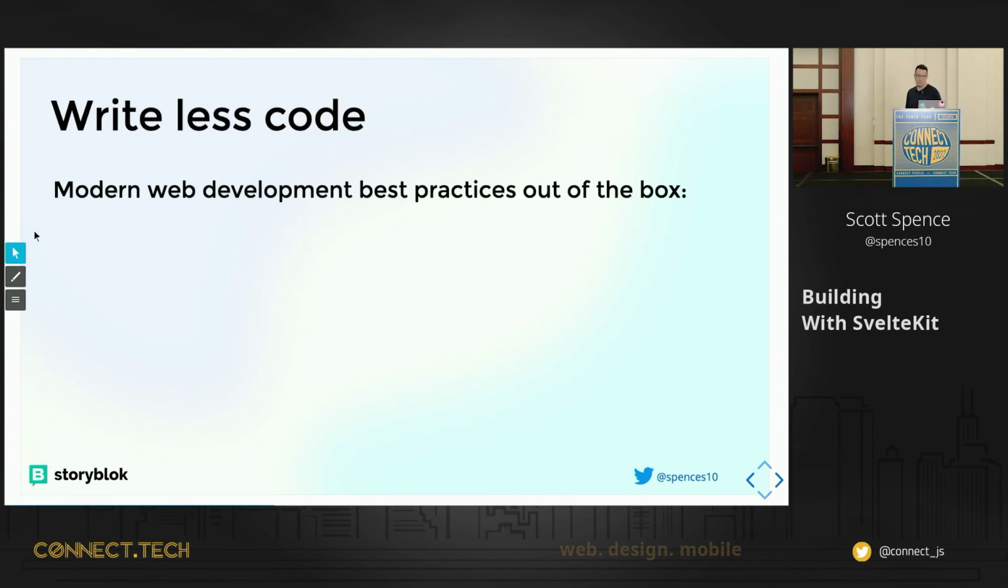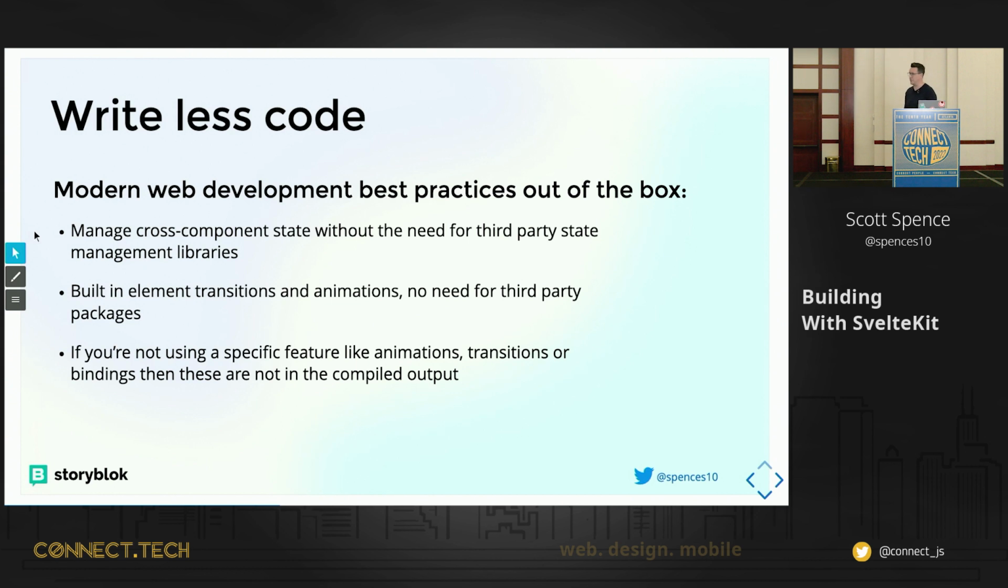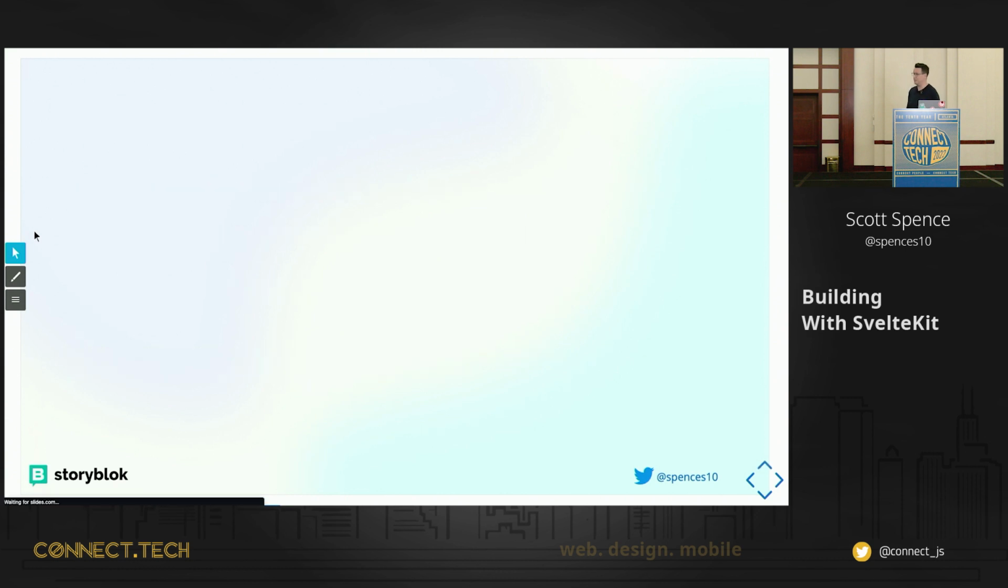And you also get modern web development best practices out of the box. My colleague Josephine, and I know Chris, we're both talking about accessibility. That's built into the compiler. It can catch that up front before you actually push anything to production. It allows you to manage cross-component state with stores, which is just like a writable object you get. You get built-in element transitions, so there's no need for third-party packages with that. And if you're not using a specific feature, then it will always ship the minimum subset of the framework features you need. So again, you get much smaller bundle size shipped to the browser.